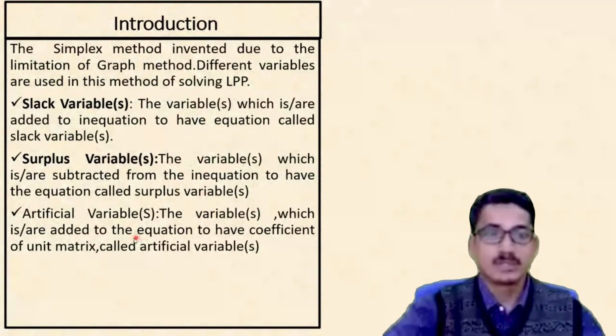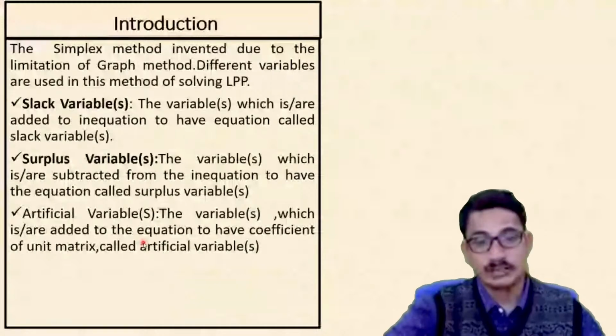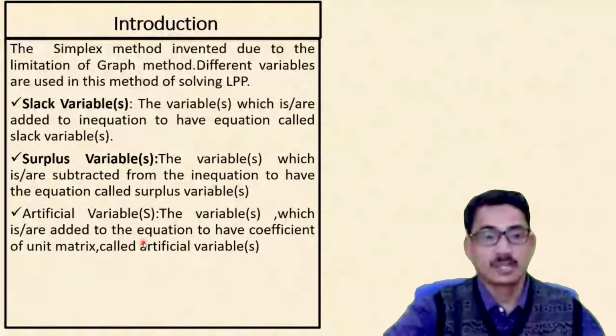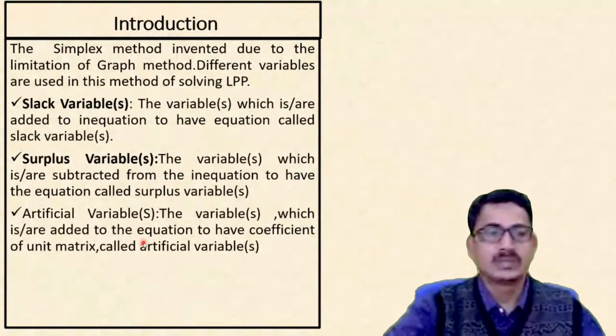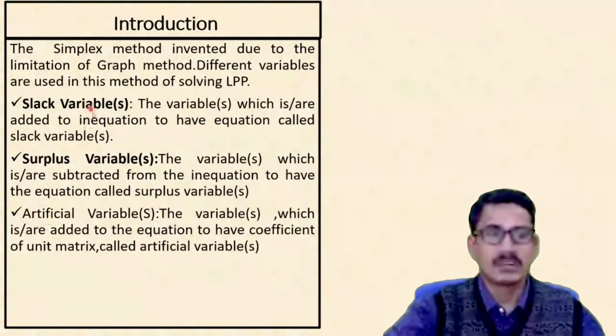But the artificial variable is used once you get the equation but you are unable to get the coefficient of the unit matrix. For example, for a unit matrix of 3 by 3, you should require 1 0 0, 0 1 0, 0 0 1. If that is not there in the coefficient matrix, then you have to use an artificial variable. And again, let's show examples. So there are 3 variables that are basically used in the simplex method.